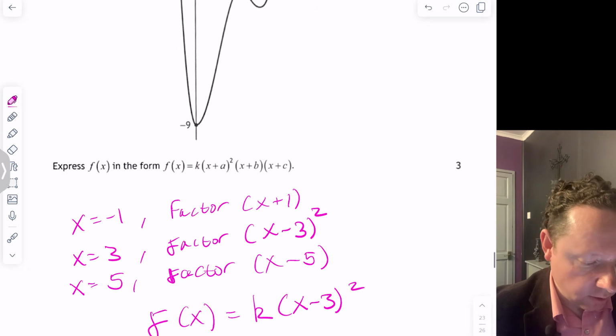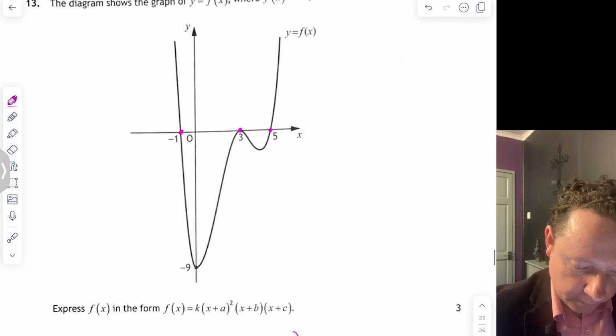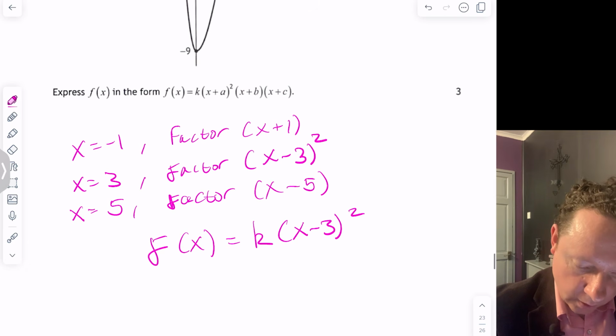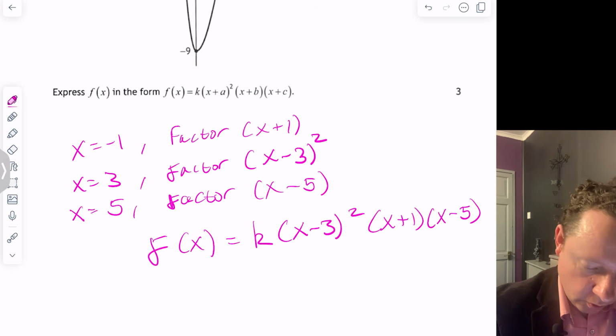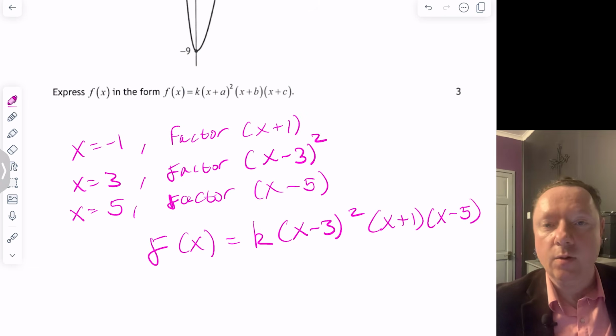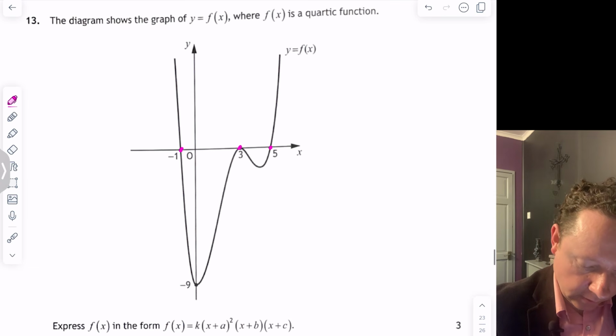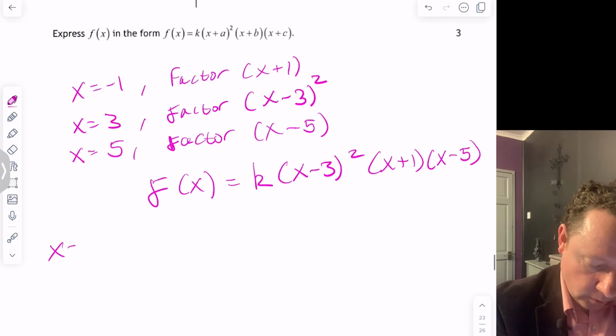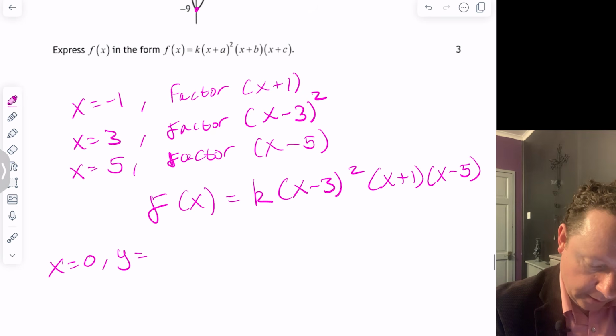It really doesn't matter, does it? It doesn't really matter at all. So I'll just put them in the order, x plus 1 and x minus 5. The roots are minus 1 and 5. So we've still got a k in the way. But we've got a point, (0, minus 9). So you just sub that in. When x equals 0, y, which is f of x, is minus 9.